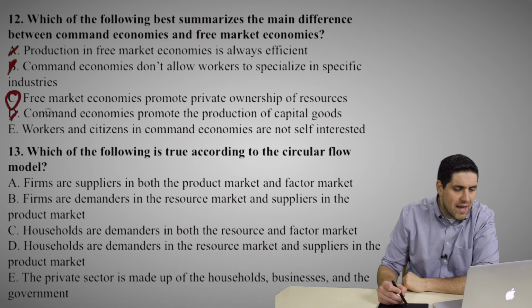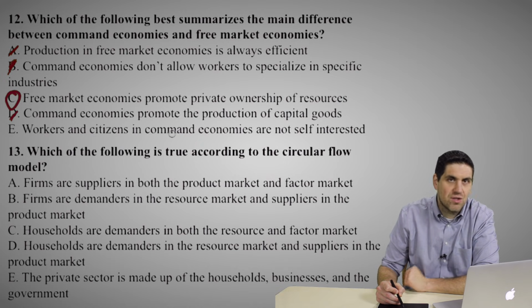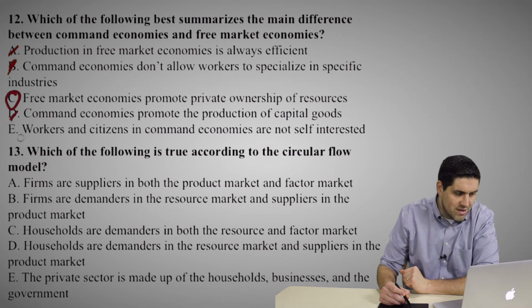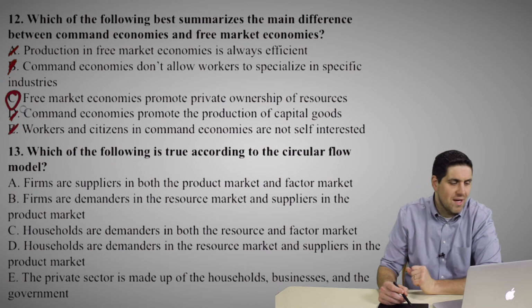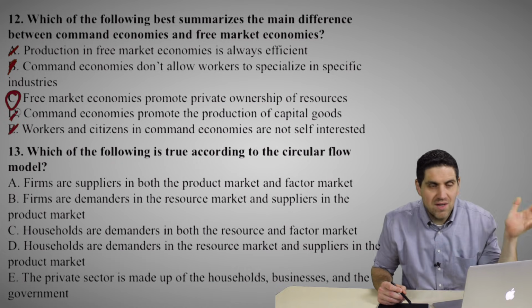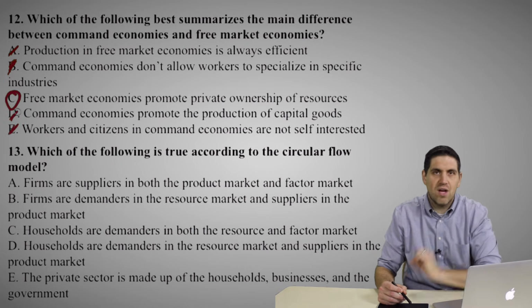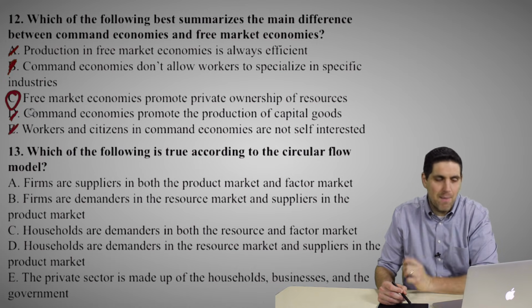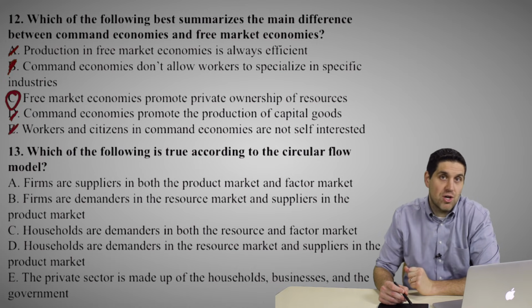And E, workers and citizens in command economies are not self-interested. That's totally wrong. They're definitely self-interested. I mean, you go to work because you're self-interested, you earn money because you're self-interested, you get married because you're self-interested. These are all things that people do because they're self-interested, and it doesn't matter what kind of economic system you have. So C was the right answer to question 12.